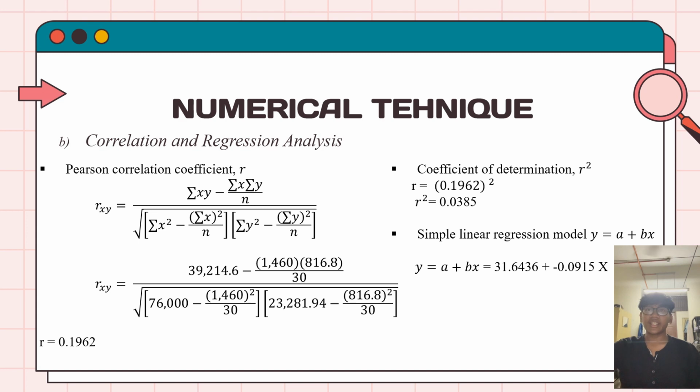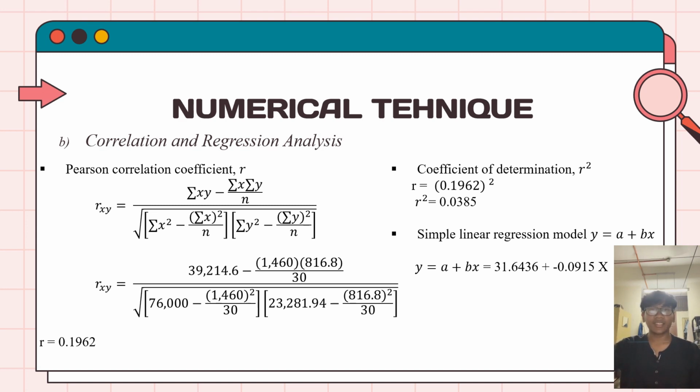The Pearson correlation coefficient R between HDL and BMI is calculated as 0.1962, indicating a weak positive correlation between the two variables. The coefficient of determination R squared is determined to be 0.0385, implying that only about 3.85% of the variability in BMI can be explained by the variability in HDL levels.